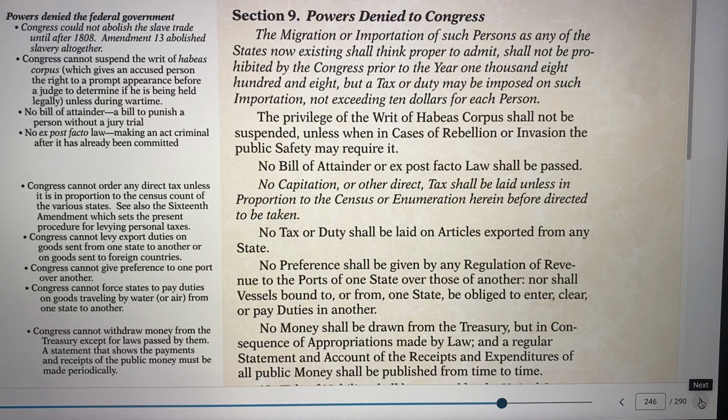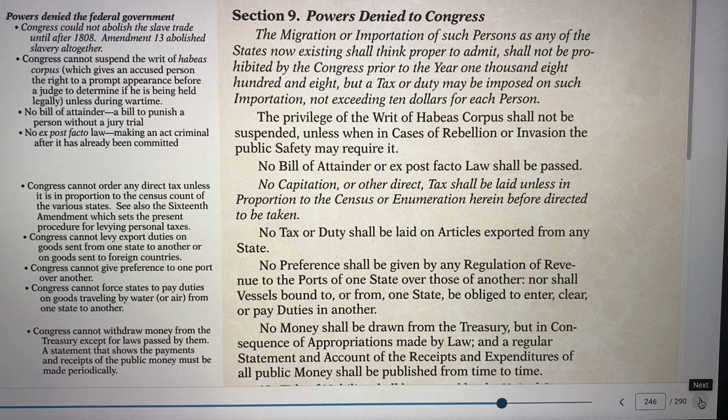of the various states. Well, since then we have the 16th Amendment, which gave us the income tax. Before that time, they could not directly tax the people at all. So that applies until the 16th Amendment for levying taxes. Congress cannot levy export duties on goods sent from one state to another or on goods sent to foreign countries. So Congress cannot put taxes on states, between states when they're exporting goods or to foreign countries.